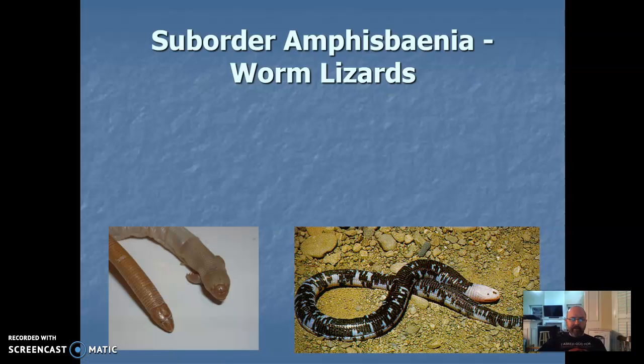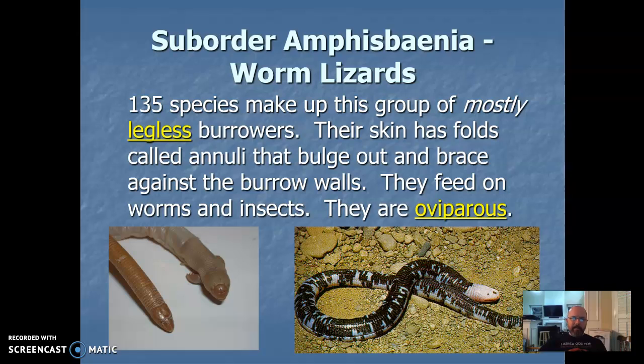They are burrowers. There are 135 species of this group. They are mostly legless. So a lot of times people will have trouble seeing something like a snake or something like a worm lizard and saying, hey, how did this come from something that had 4 legs? Well, what we see is there are actually some transitional species that are still around today of Amphisbaenians that have little short projected limbs. You can see in the bottom picture on the left, there's one that has some limbs.